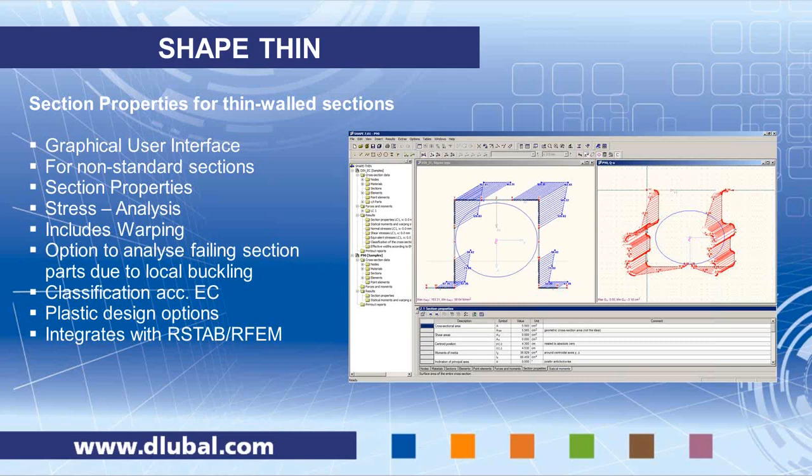Shape-thin also allows you to enter internal forces and to get stress analysis. It includes warping, and it's also capable of checking for local buckling and analyzing the failing section parts on a cross-section. It also comes with a classification according to Eurocode for general cross-sections, and it has plastic design options. It is also capable of importing internal forces from RSTAB, RFEM, or you can, as you like, manually enter some internal forces. We will see this module live, presented by Chelsea, in a few minutes.